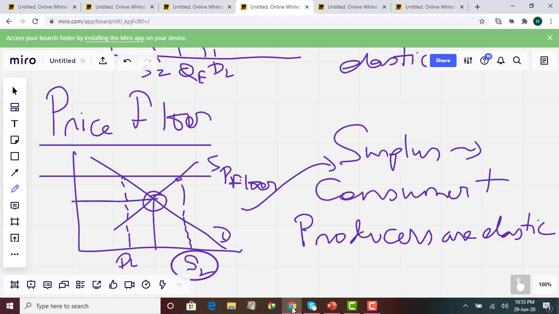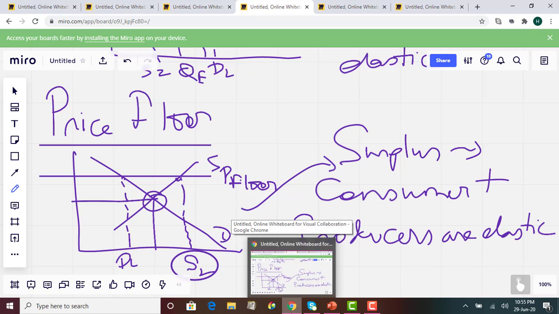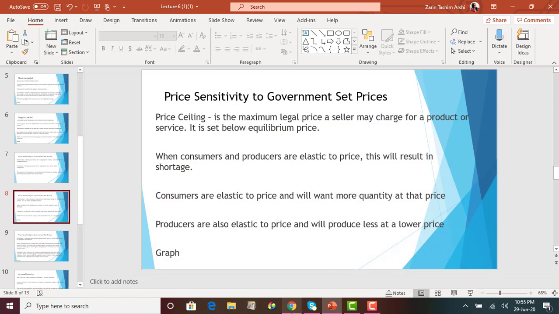Okay, so that's price ceiling and that's price floor. Then that shows the graphs, and because consumers and producers can be elastic for a type of product, we can have situations such as surplus and we can have situations such as shortages.